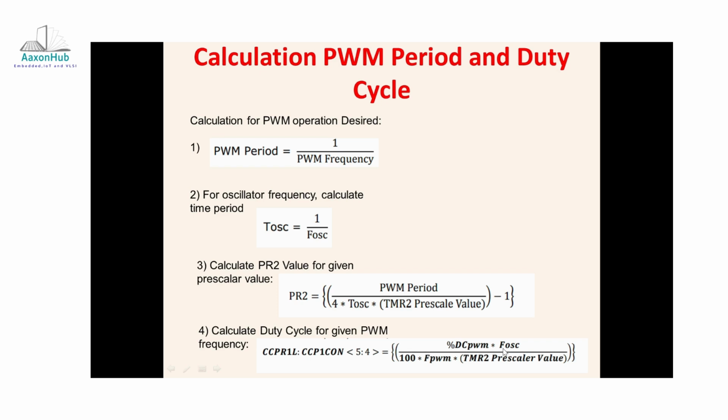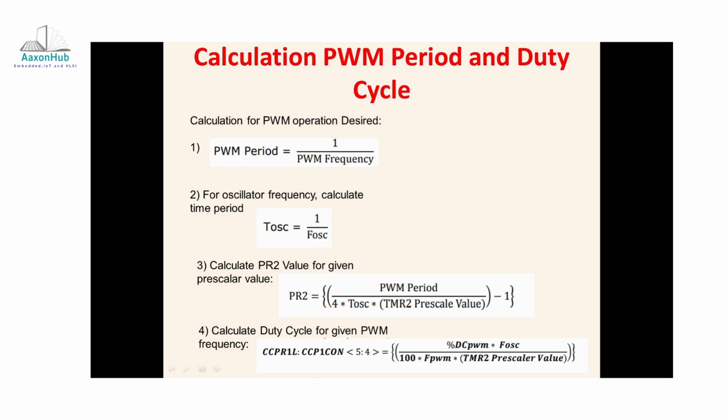Otherwise, if it had been converted into time period, this equation would be a little bit different from how it is shown in front of you. Because as you know, FOSC is nothing but always 1 upon TOSC. In that manner, this equation becomes different in the basic mathematical formulation.